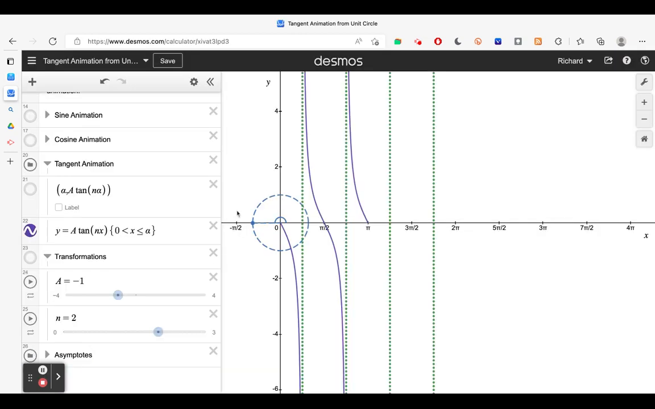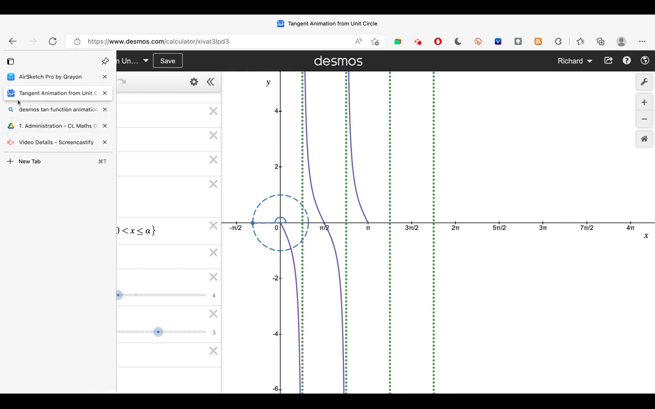I just wanted to show you on Desmos, it does reflect what we just drew. So we've got a equals -1, i.e. it's just a reflection, and n equals 2, and you can see we've got it going down here and looping through, and then finally going up there. Okay, so that's how you solve that problem.